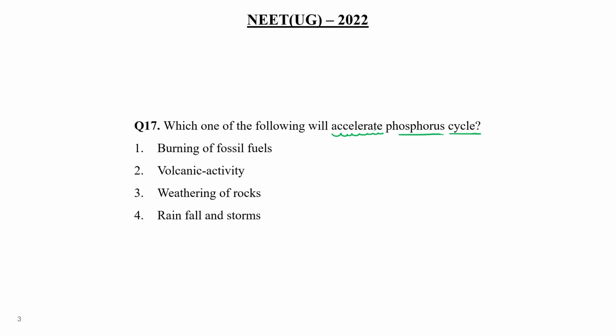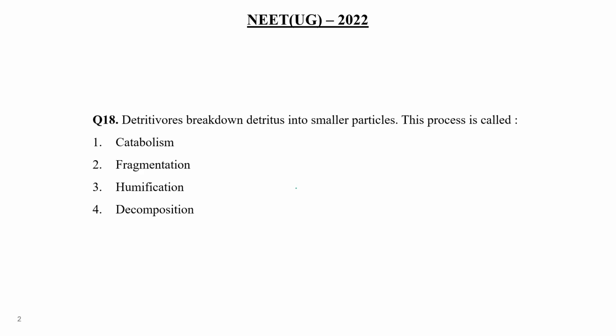Which one of the following will accelerate the phosphorus cycle? Burning of fossil fuel? No. Volcanic activity? No. Phosphorus is present in rock, so weathering of the rock. Rainfall and storm? No. It doesn't belong to gaseous exchange. It is present in the sediments and moves within the sediments. So weathering of the rock will accelerate the phosphorus cycle. Clear? Next question. Detritivores break down detritus into smaller particles, and this process is called catabolism, fragmentation, humification, decomposition.